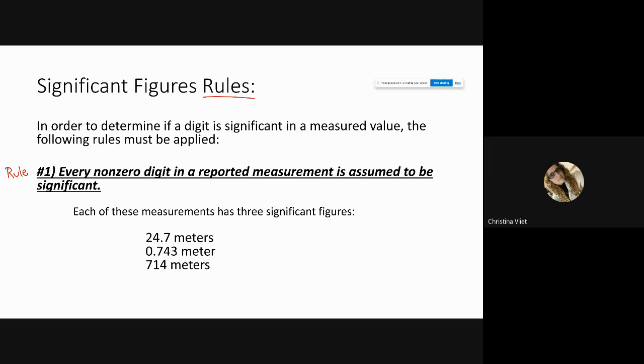We assume if someone wrote a number other than 0, that they wrote that with purpose because it was a measured number. So that means all digits 1 through 9 are always significant. If I tell you 32.5 miles, that matters. Every number matters. That's 1 through 9.